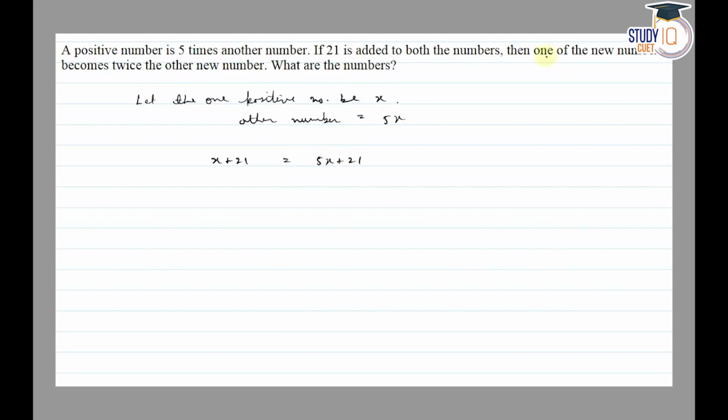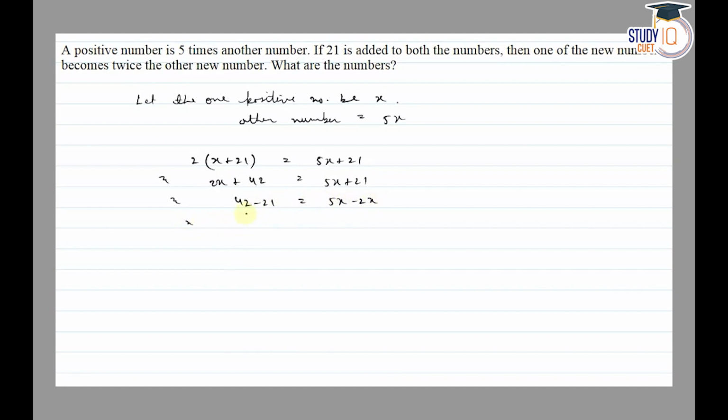So one new number is twice the other new number. So twice of this: 2x plus 42 is equal to 5x plus 21. So we will shift 2x to the other side, and 21 to this side. So 42 minus 21 is equal to 5x minus 2x.